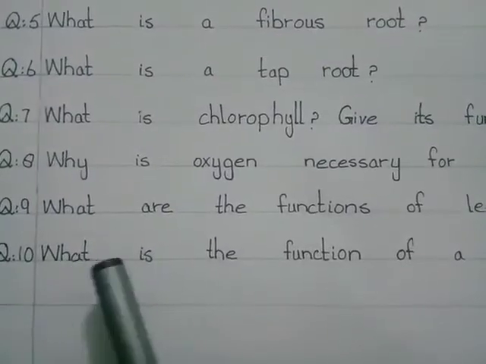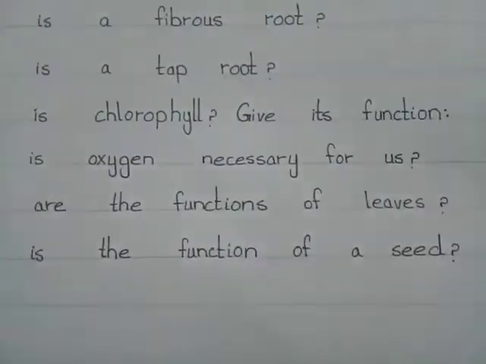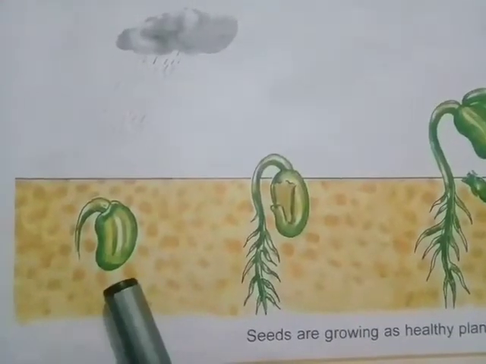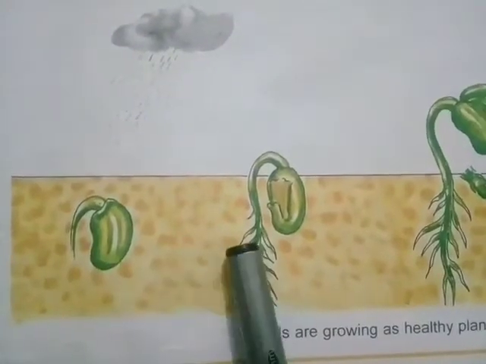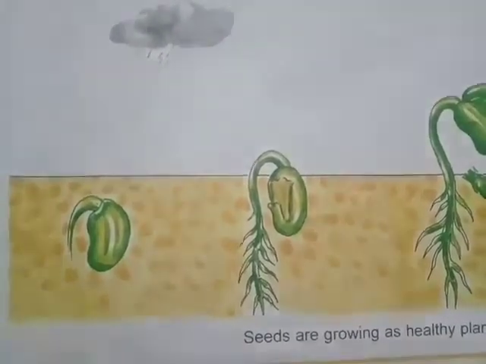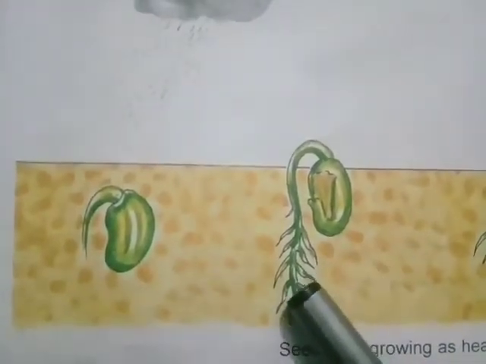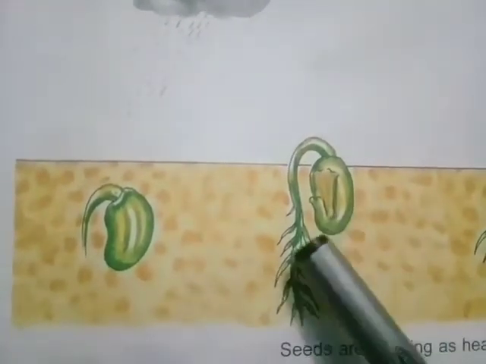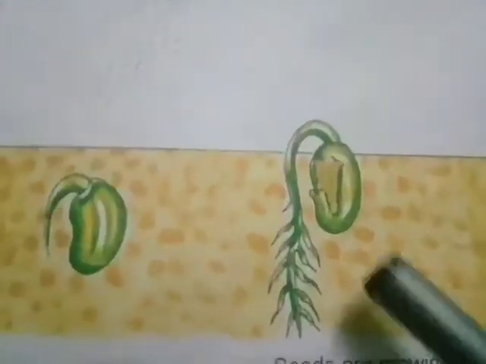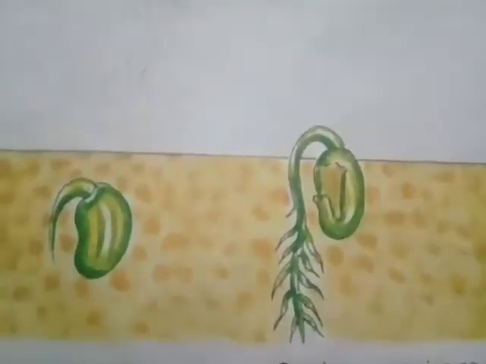Question number 10 is, what is the function of a seed? When the seed gets water, air and sunlight, it starts growing. In the first step, the roots of the germinating plant appear first. You can see in the picture, and they grow down into the earth.